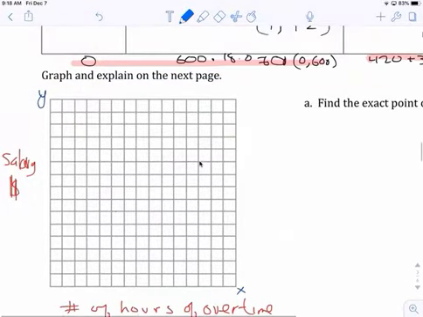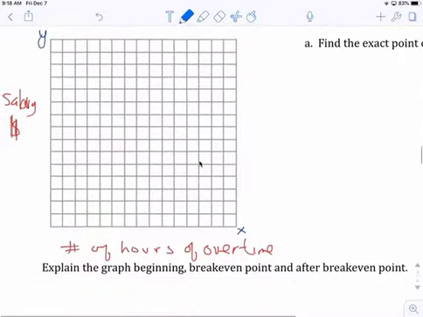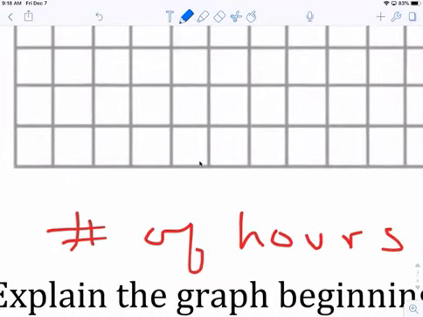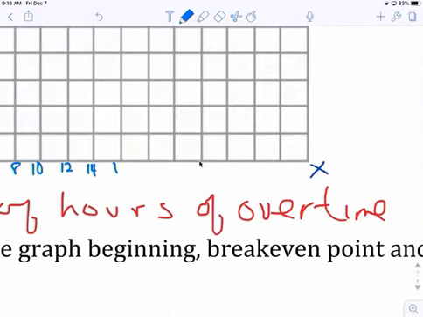Okay, graph. Let's see. It's up to 20, so I'm going to number this by 1, 2, 3, 4, 5, 6, 7, 8, 9, 10. It's 15. So I'm going to number it by 2. 2, 4, 6, 8, 10, 12, 14, 16, 18, 20, 22, 24, 26, 28, and 30.